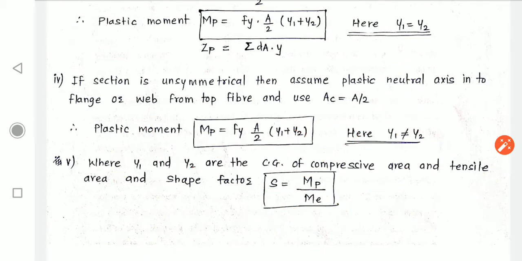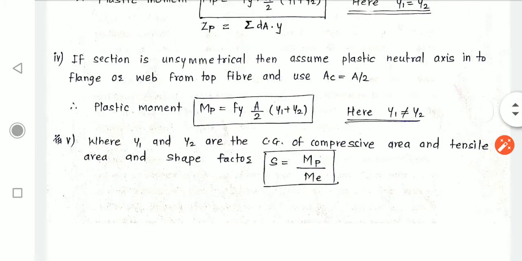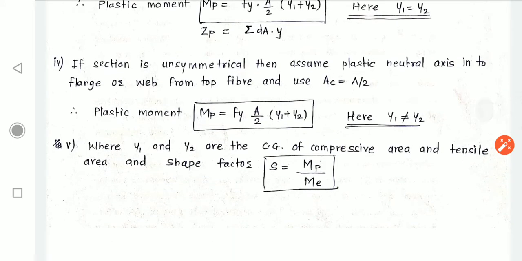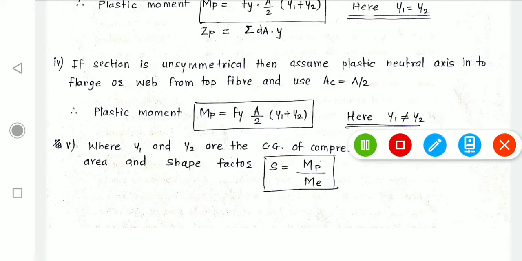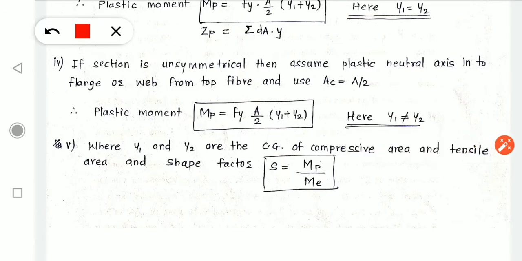Understood? That's the similarity in both of the formulas. The only difference is the calculation of area and how y is located. Here we don't say distance from centroid, we say lever arm. Okay, that's the difference. And I have already told you that y1 is equal to y2 because the section is symmetrical.